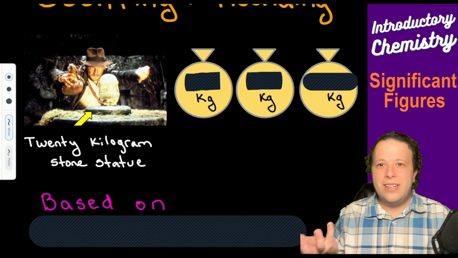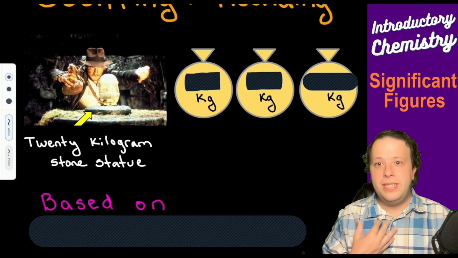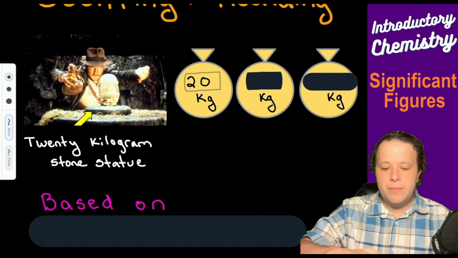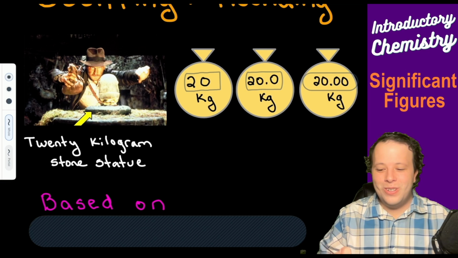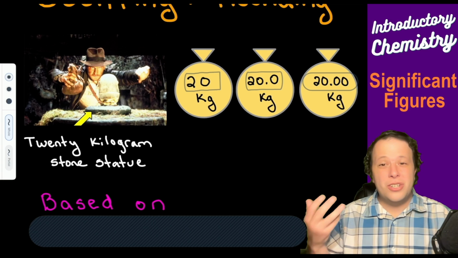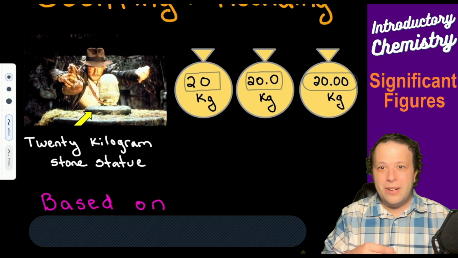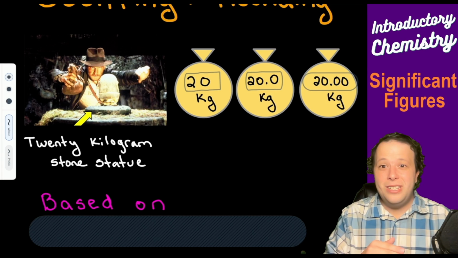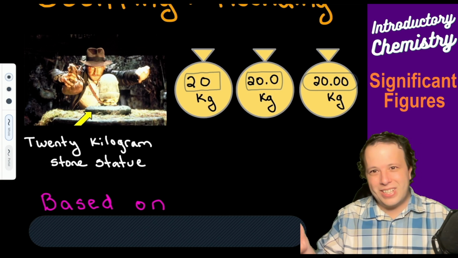if this is a 20-kilogram statue, what do I mean by that? Saying 20 kilograms, what does it mean? Is it just 20, or is it 20.0, or is it 20.00? All these extra zeros, sure, they all represent 20, but they represent a different amount of precision that was used in that measurement, meaning that it costs a little bit more to get those extra zeros.